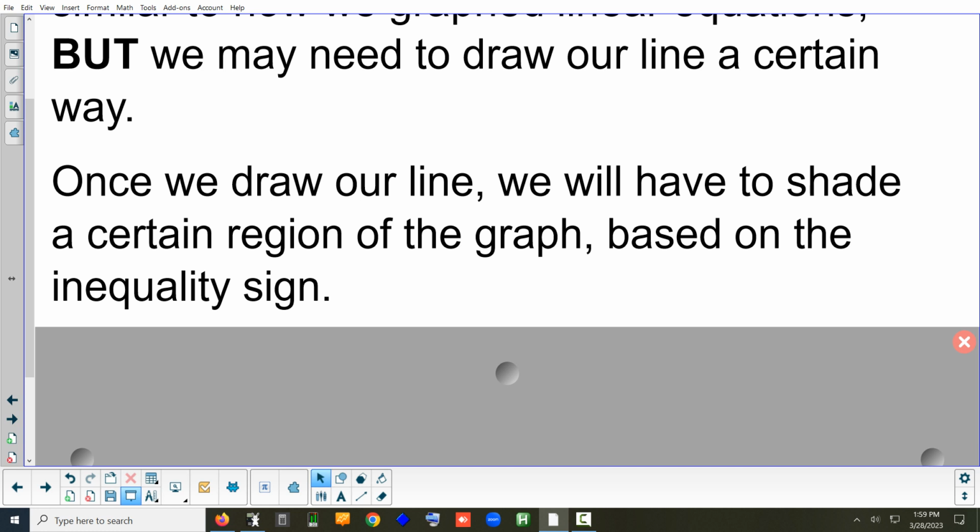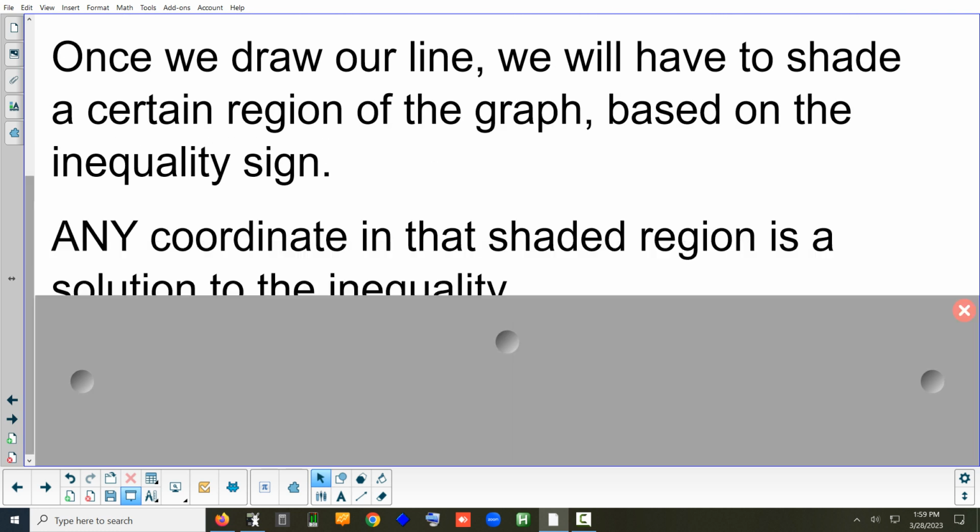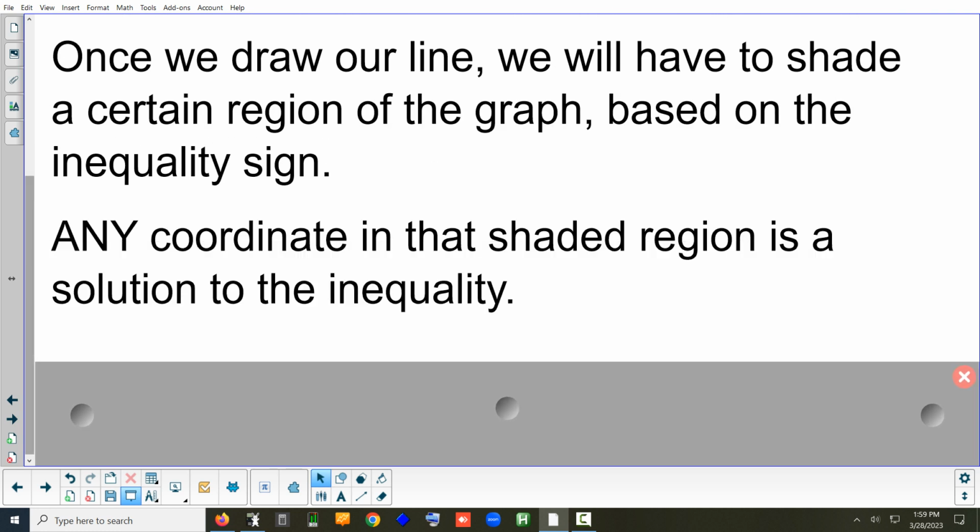The extra step is going to involve shading somewhere, either above or below. So once we draw our line, we're going to do some shading. And then the way we're going to figure out where to shade, well, we're going to have a test, and that's going to tell us where to shade. And anything in the shaded area is going to end up being a solution to the problem. That way we don't have to write down a bunch of solutions. We're just going to color them all in as a picture.